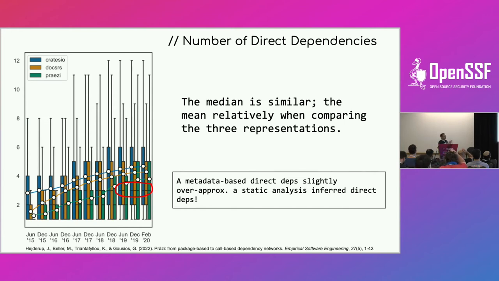And here you see there are basically three different networks. The Prestige one is basically using call graphs. The Cursor is the metadata, and DocStore is basically compiled verified metadata.